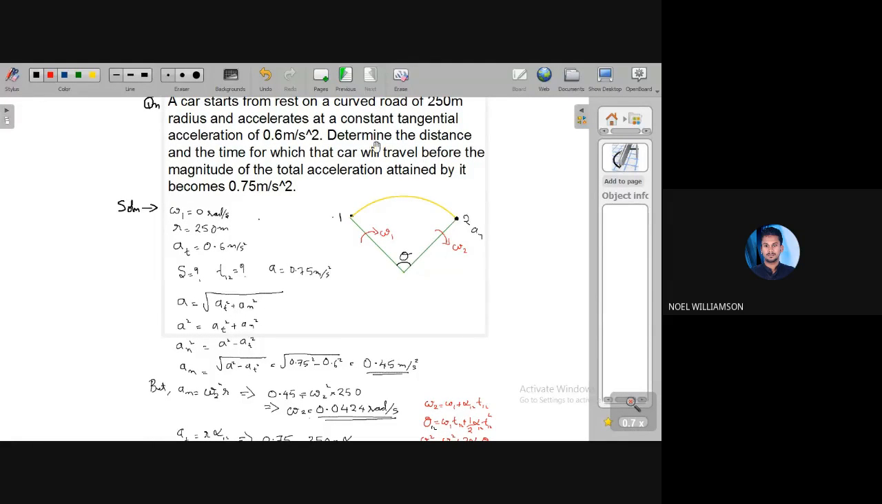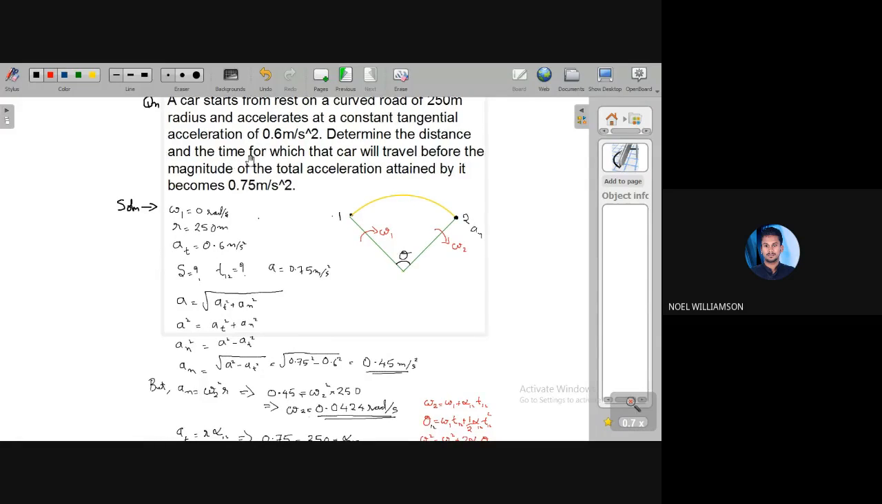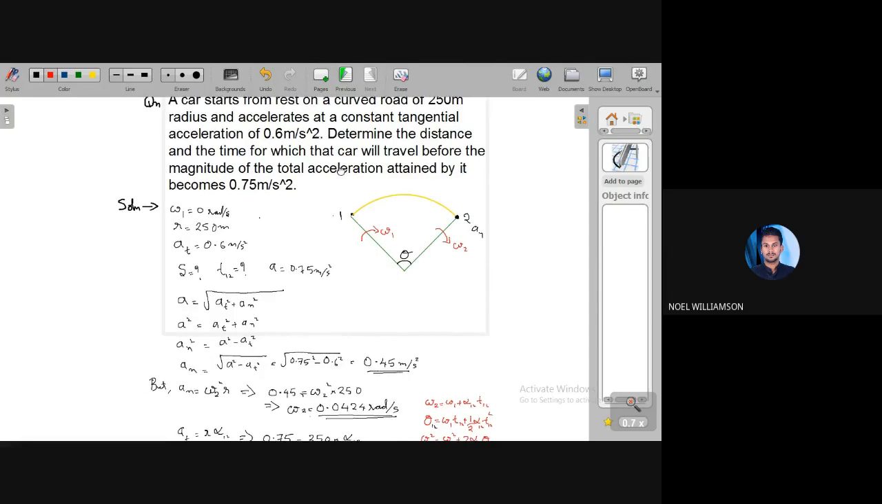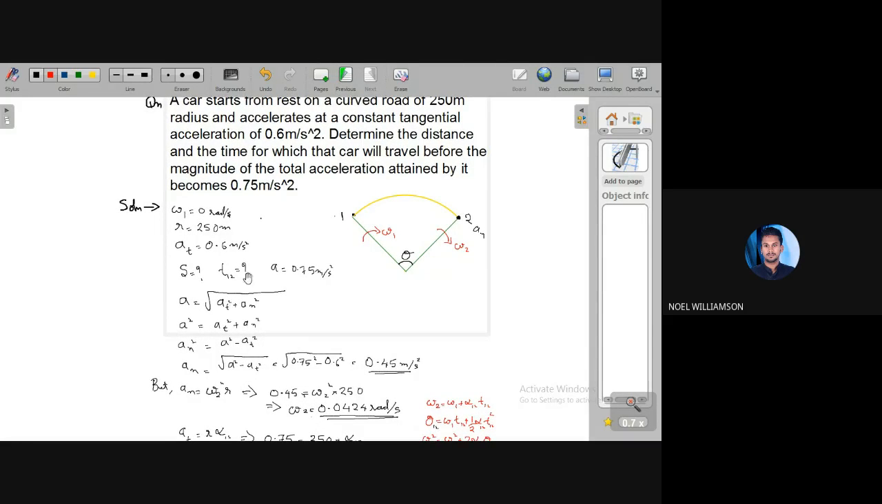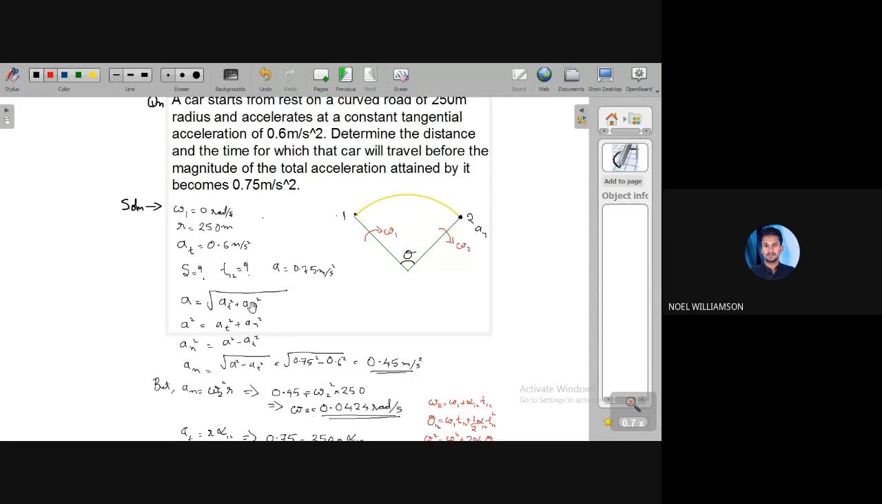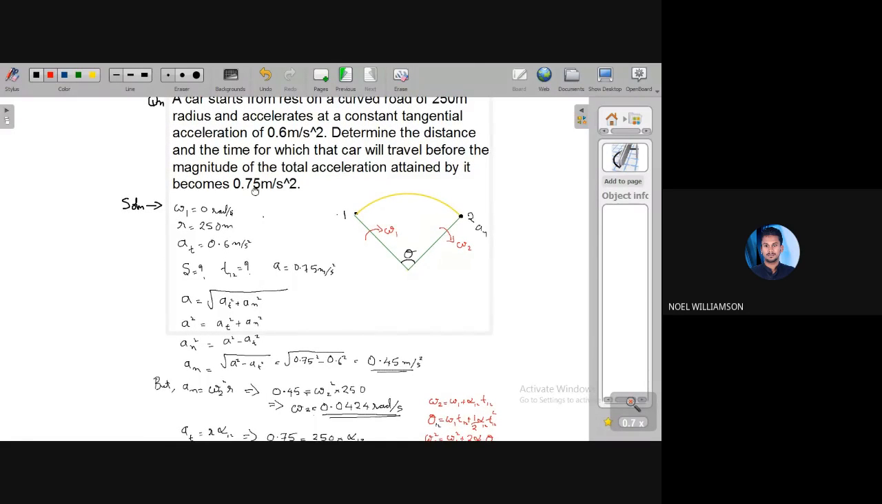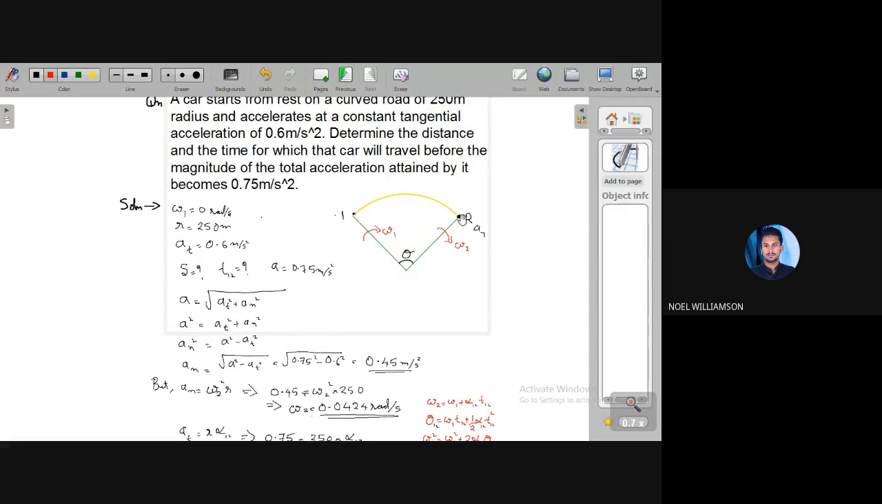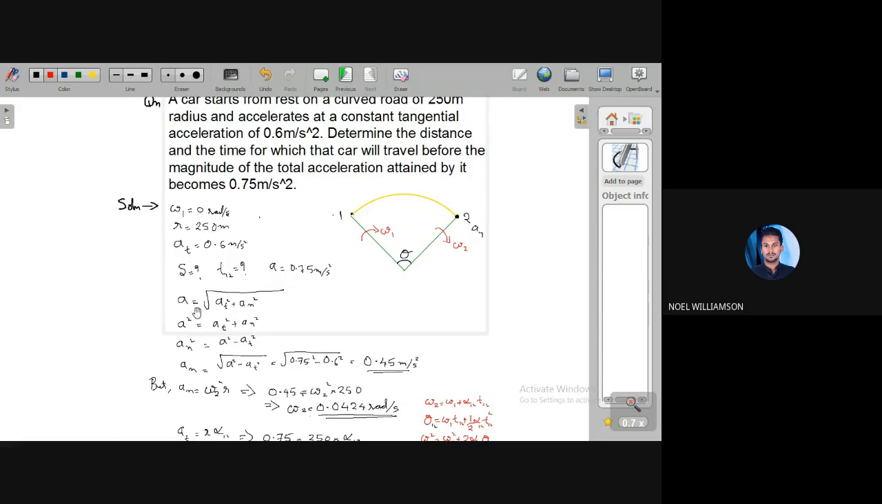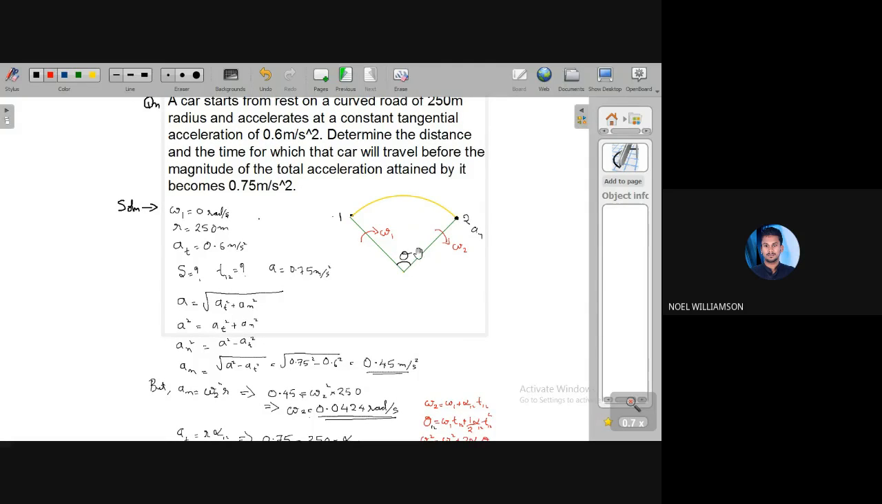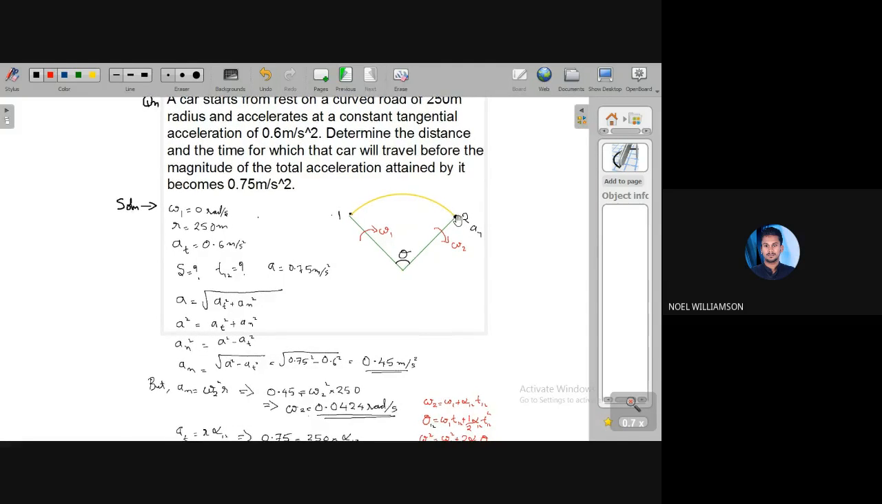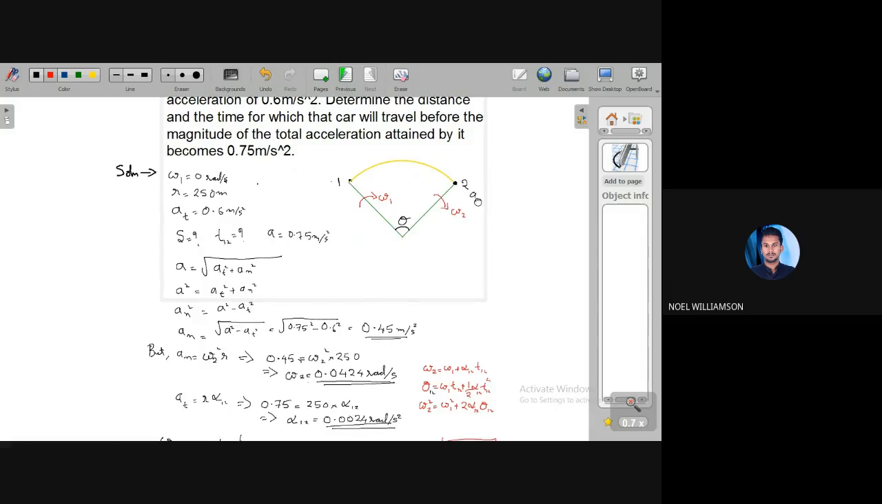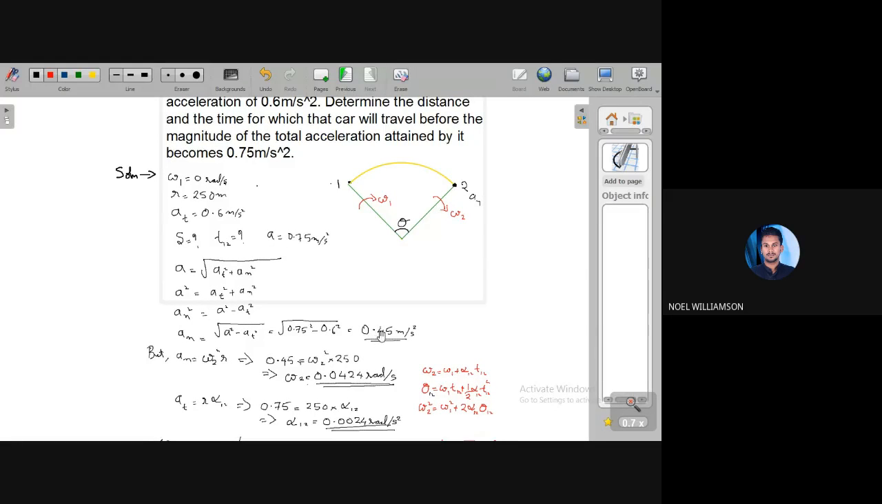Now you have to find the distance and the time for which the car will travel before it reaches the total acceleration. Total acceleration is a, which is root of at square plus an square. This particular value will become 0.75. That is point 2. At this point 2, the acceleration a is this value. So we consider point 2 and find an, out of which you get 0.45 meter per second square.